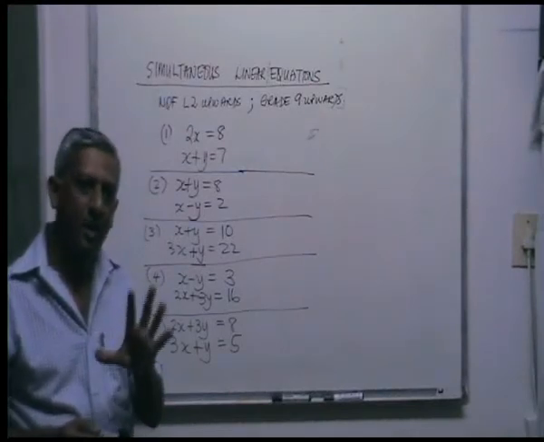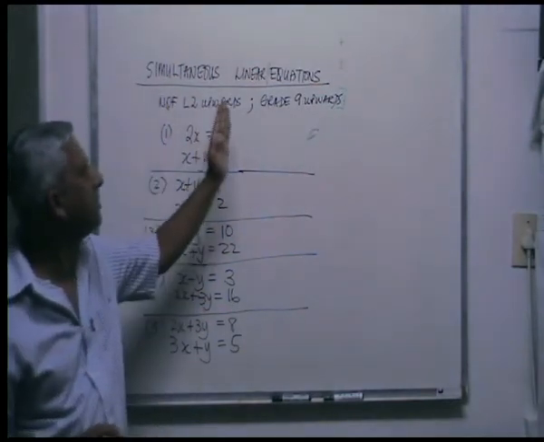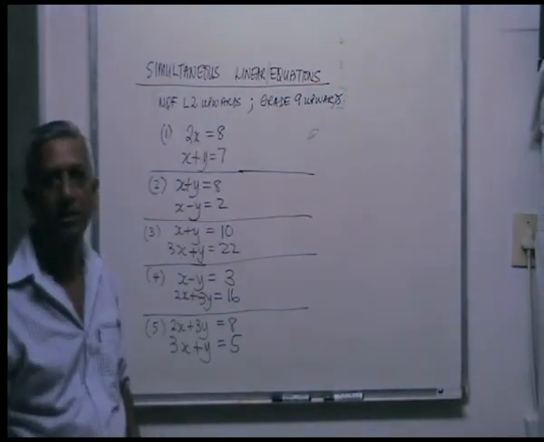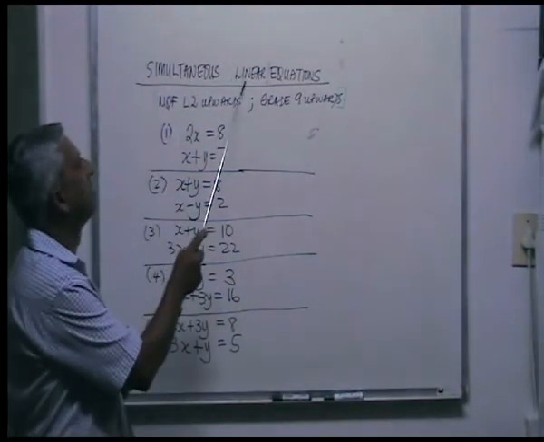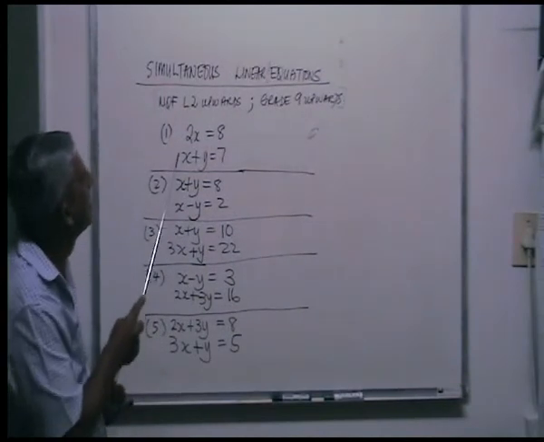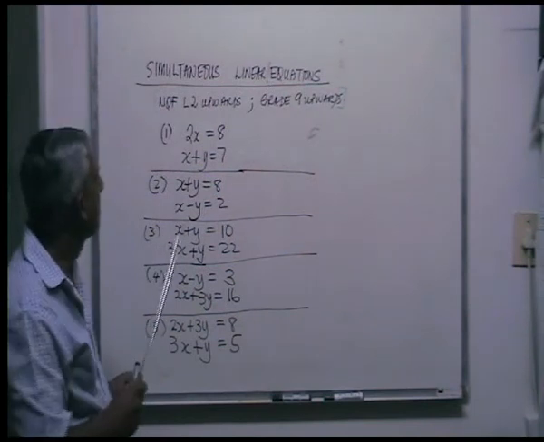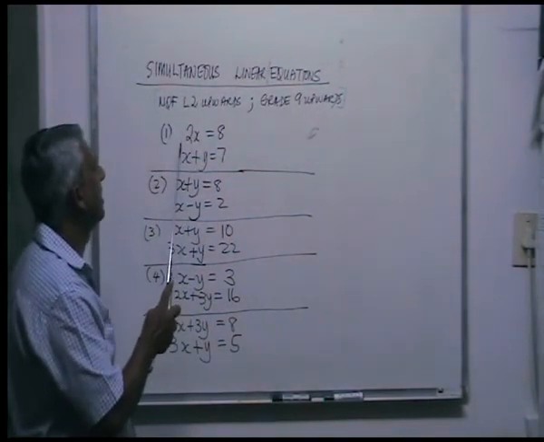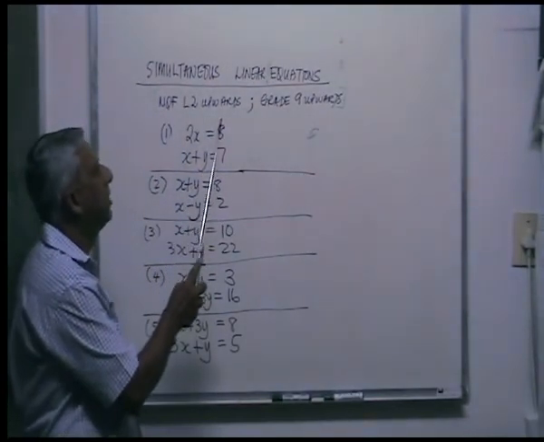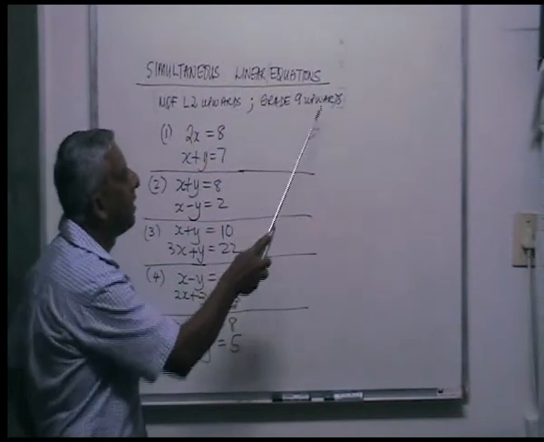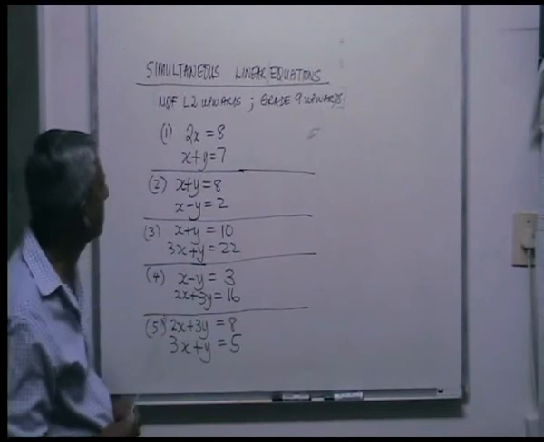Welcome back. Now we are going to look at a new section called simultaneous linear equations. What it means is we're going to be given 2 equations together and we have to solve them. Now, if you're looking at this DVD, be careful. This section is for NQF level 2 upwards, or for grade 9 upwards. In other words, if you're in grade 8, don't worry about this section.